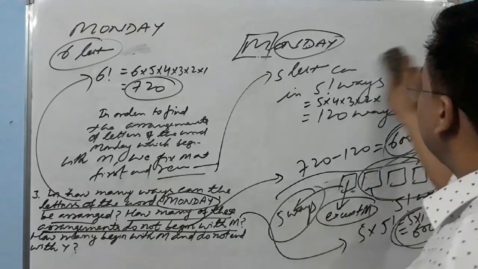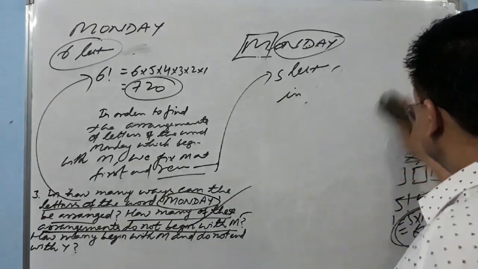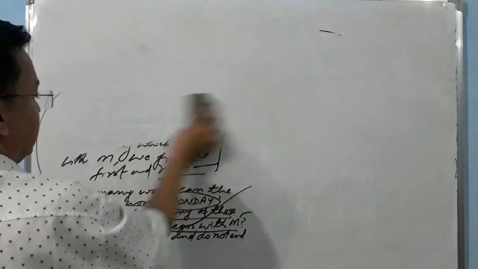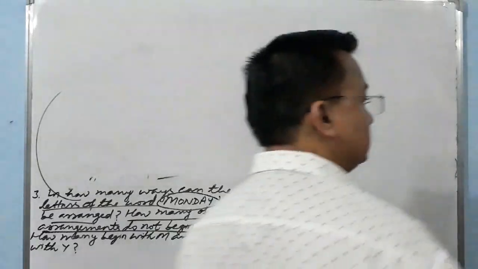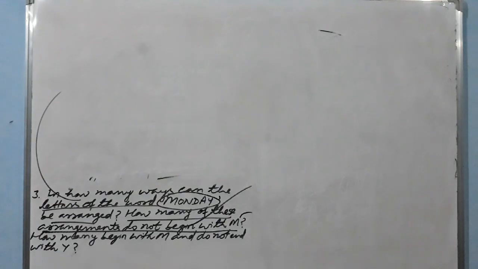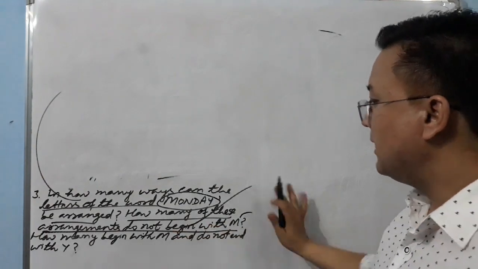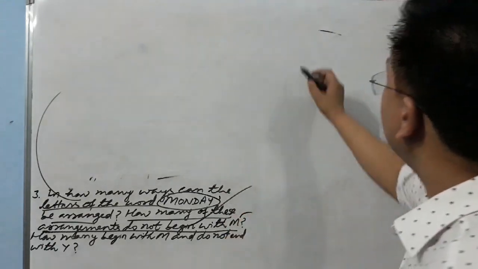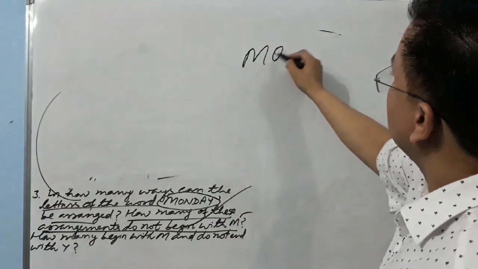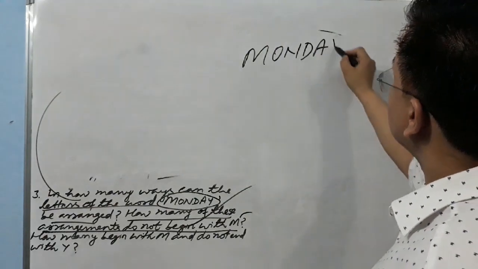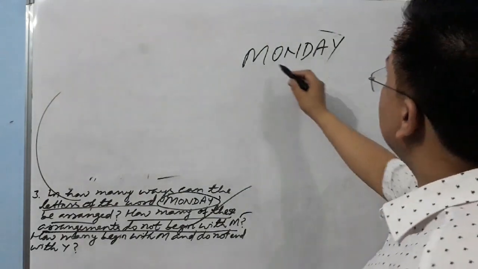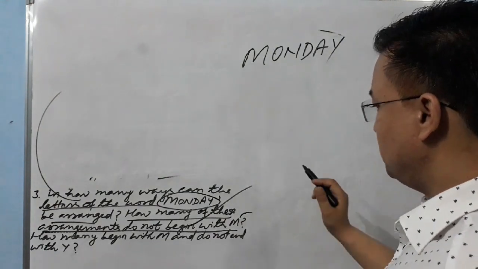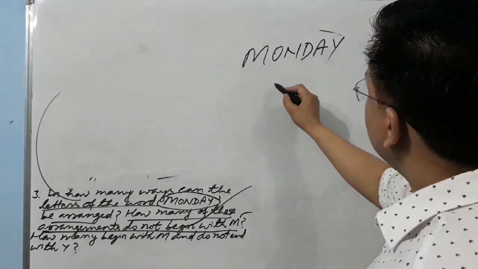Let's see the last part. How many begin with M and do not end with Y? See very carefully, let me tell you by one method. In Monday we have a condition: begin with M and do not end with Y.